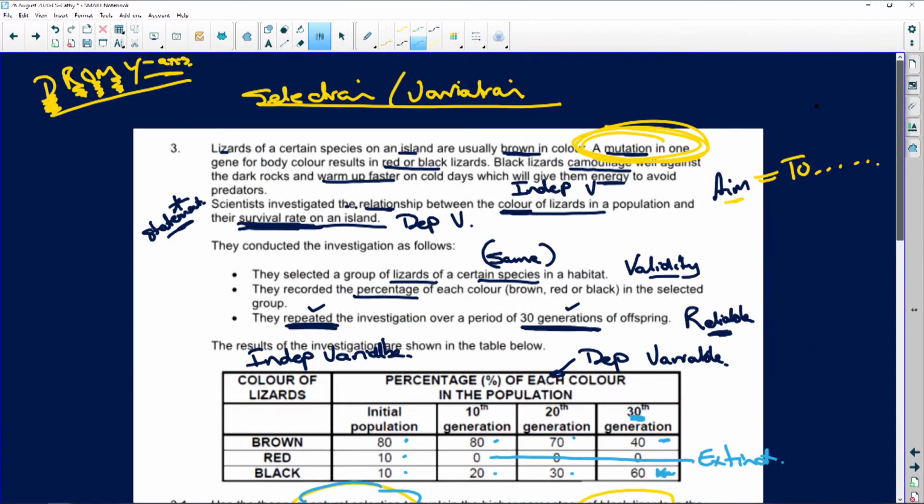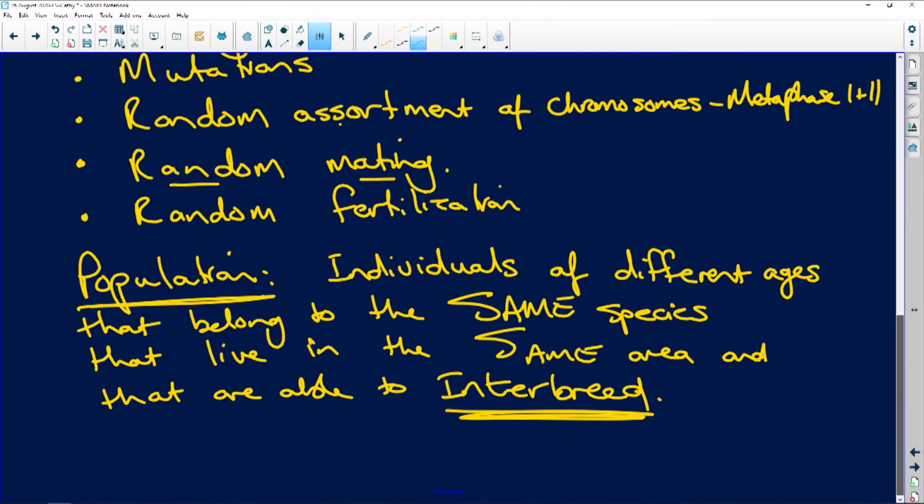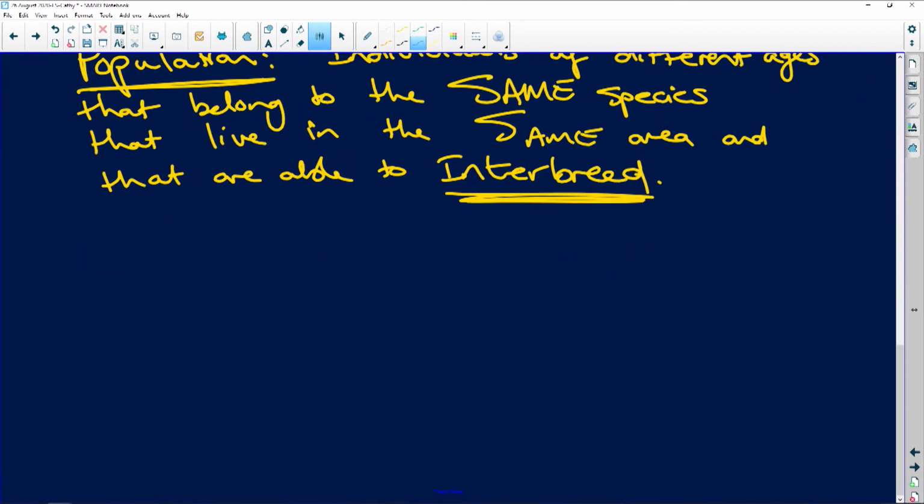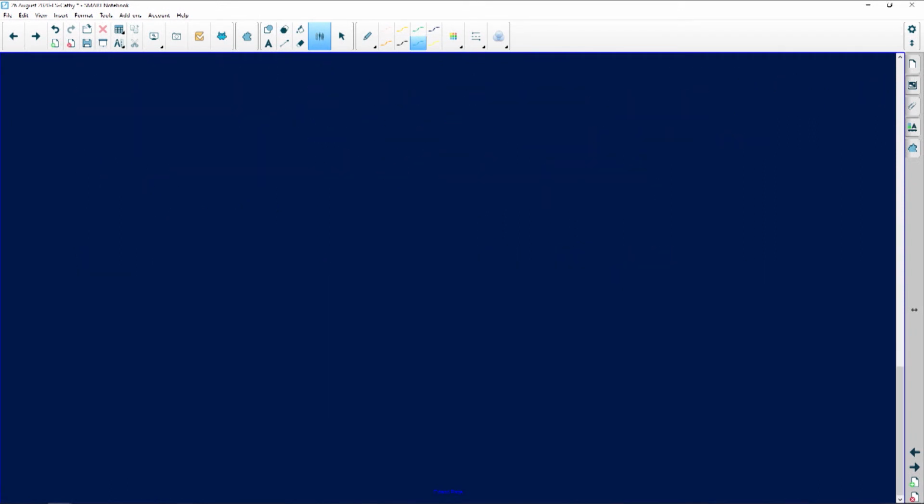Now go back to the top of the question, and it said we've got this mutation that changes the body color. The black lizards are well camouflaged. They can warm up faster, which gives them more energy to get away from predators. So how do we answer this question? The format of any question that talks about natural selection is going to be the same. So let's do it with white.